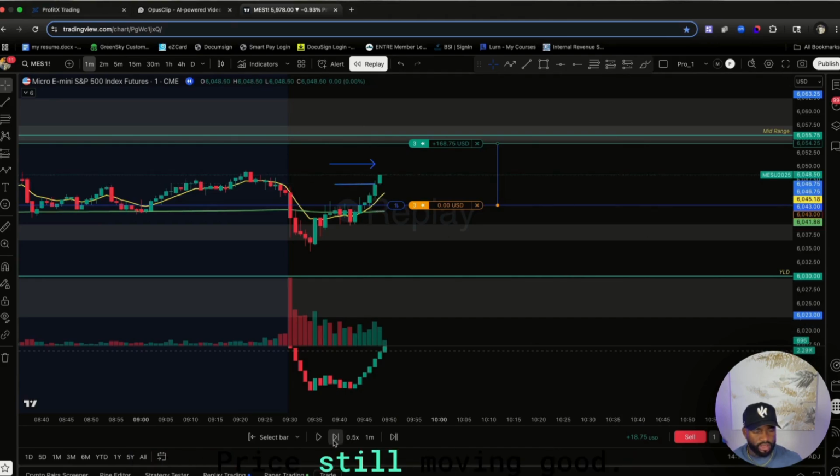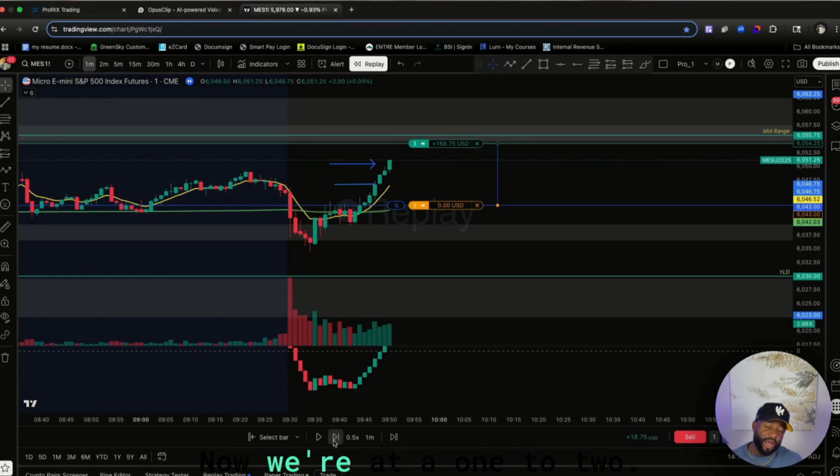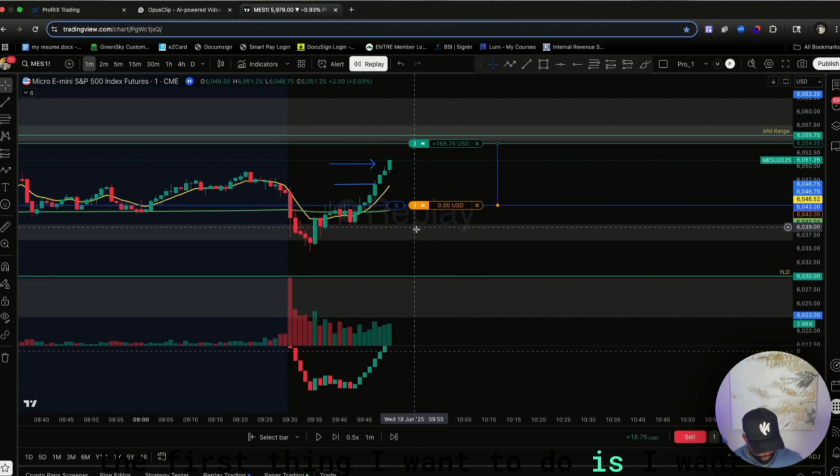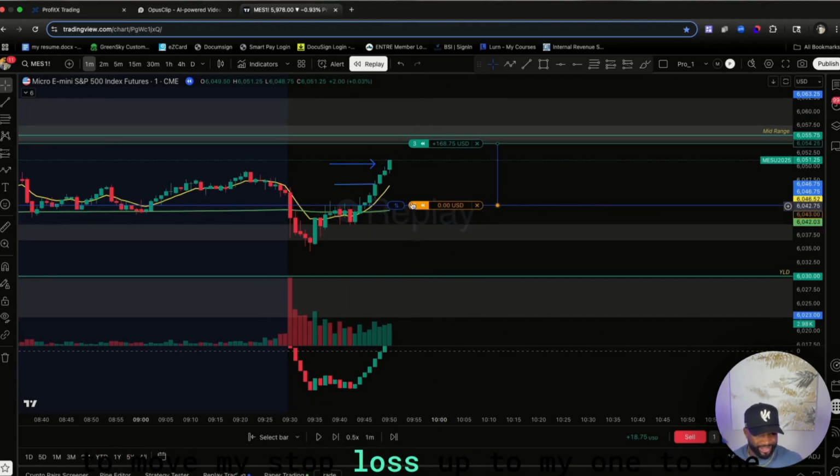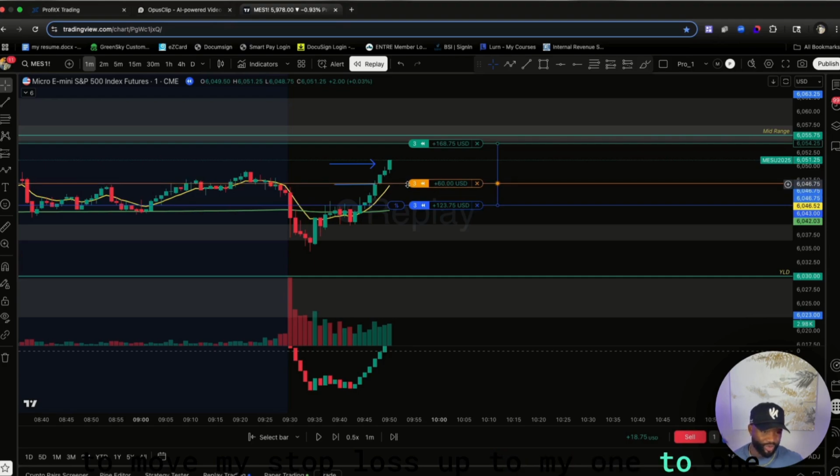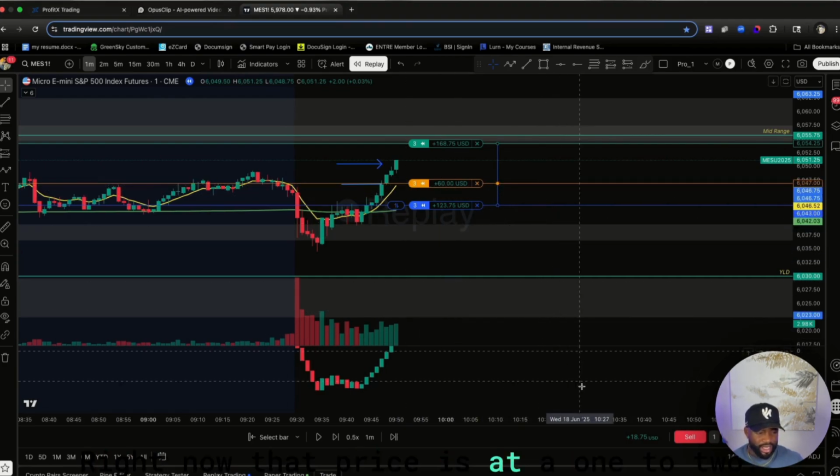All right, price still moving good. Price still moving good. Boom. Now we're at a 1-to-2. What do you want to do when price gets to your 1-to-2 level? Well, the first thing I want to do is move my stop loss up to my 1-to-1 level, right? Now that price is at a 1-to-2.